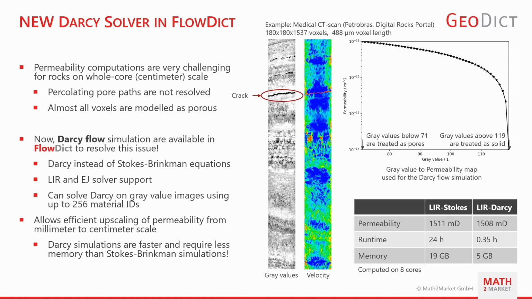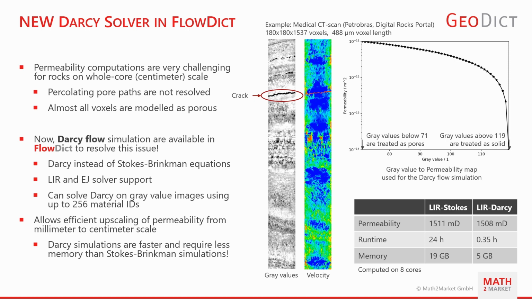Support of 265 material IDs in GeoDict allows to solve Darcy almost directly on a gray value image when a gray value to permeability map is available. An example is shown on the right-hand side. A large medical CT scan from Petrobras available at Digital Rock Portal was used with a gray value to permeability map as shown on the top right side. The gray values and the velocity fields of the simulation are shown.